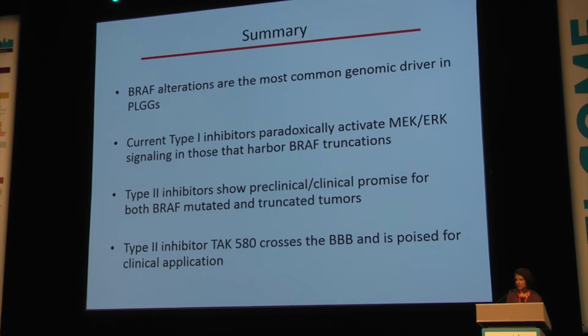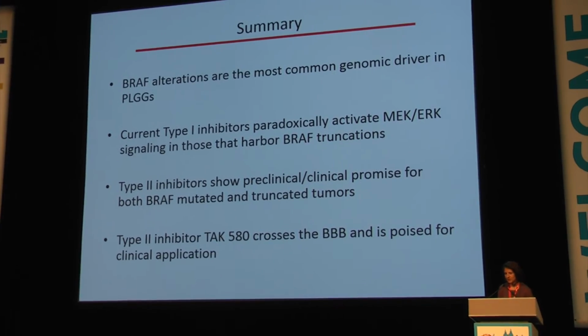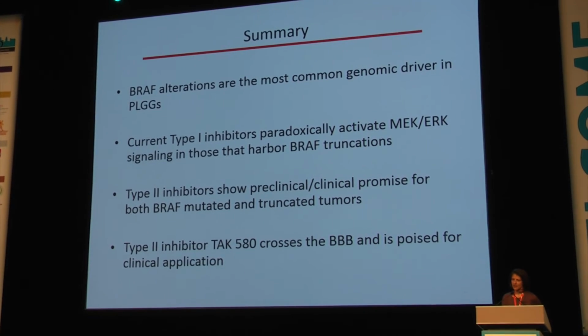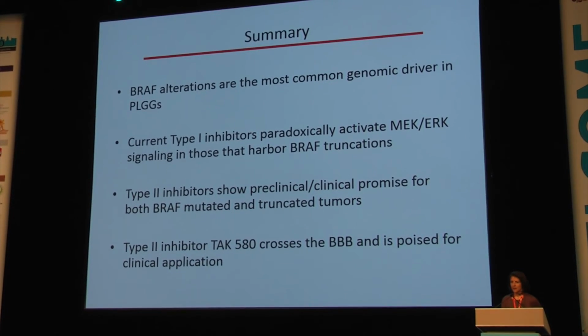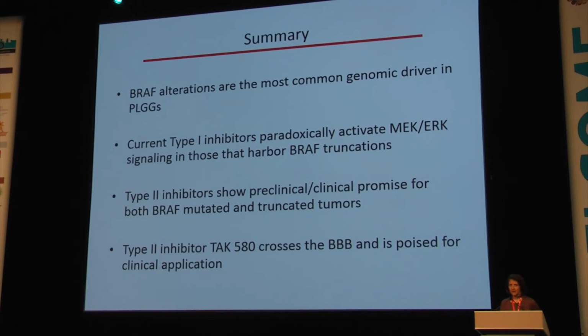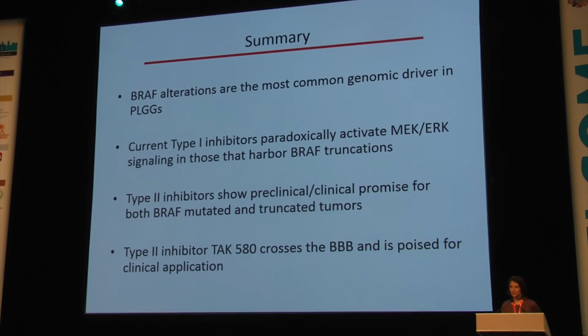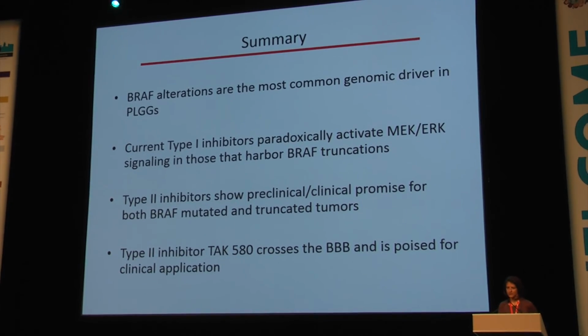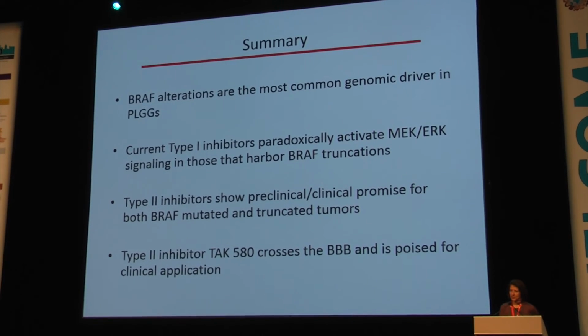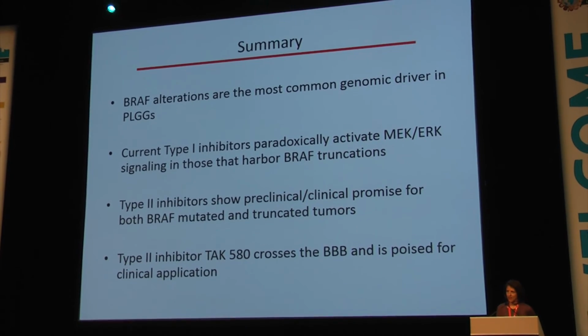So in summary, BRAF alterations are the most common genomic drivers in pediatric low-grade gliomas. Our current type 1 inhibitors paradoxically activate MEK and ERK signaling in those that harbor BRAF truncations. Type 2 inhibitors do in fact show preclinical and clinical promise for both BRAF mutated and truncated tumors. And lastly, our type 2 inhibitor TAC580, which crosses the blood-brain barrier, is poised for clinical application in the next upcoming trial.